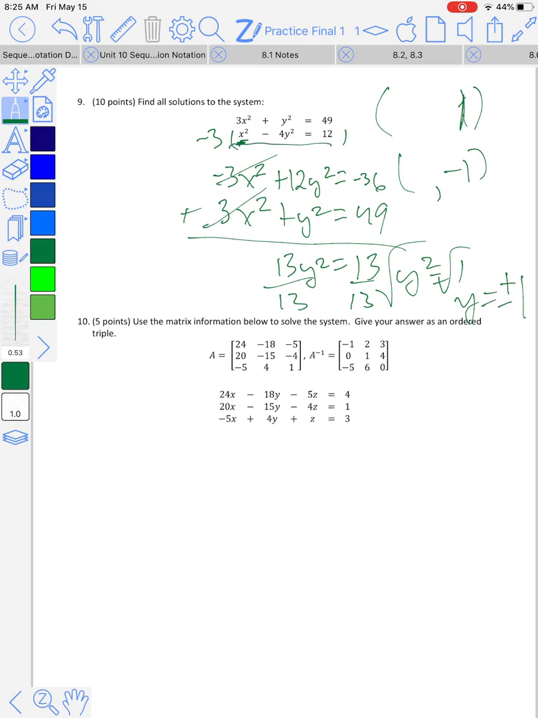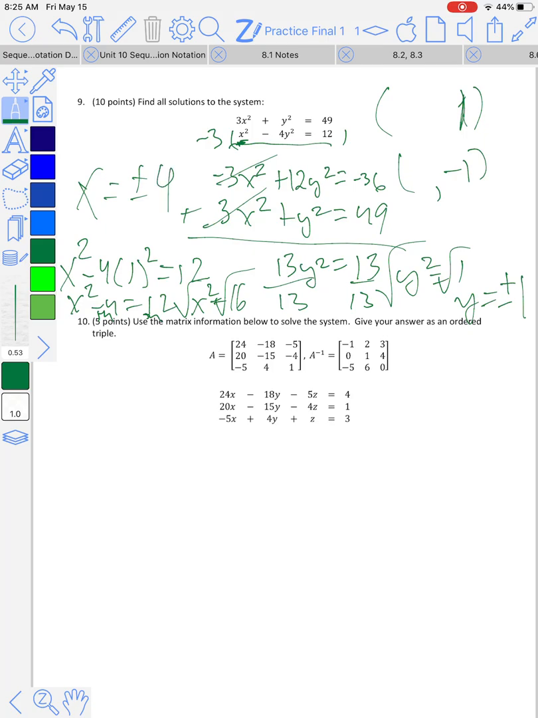Or I'd take this bottom equation because it's already solved for x squared. So I'd say x squared minus 4 times 1 squared equals 12. So that's going to be x squared minus 4 equals 12. Add the 4. You get x squared equals 16. Take the square root. I get x equals plus or minus 4.